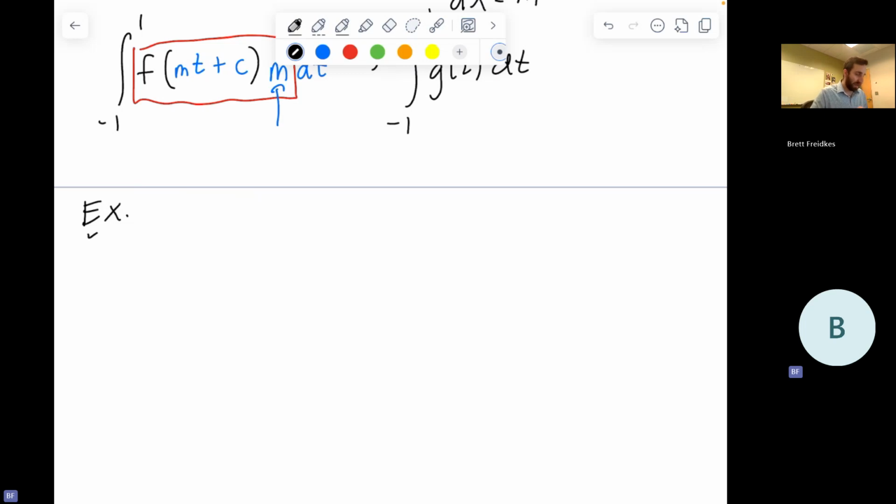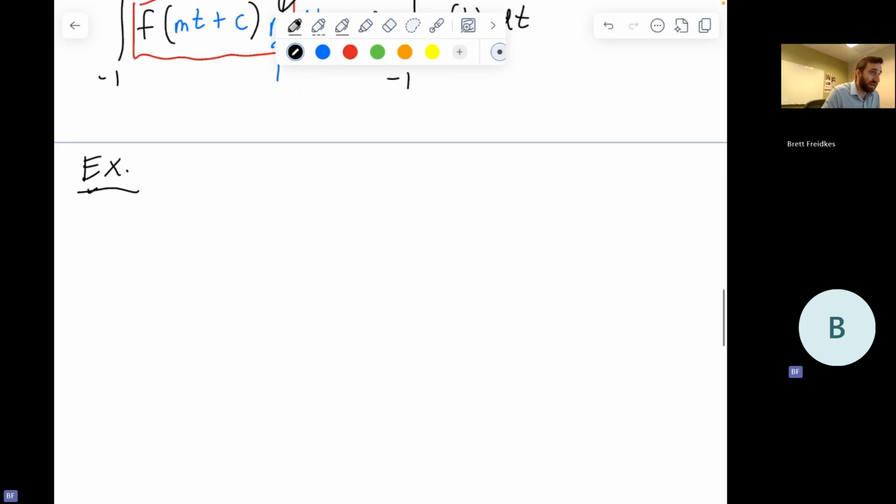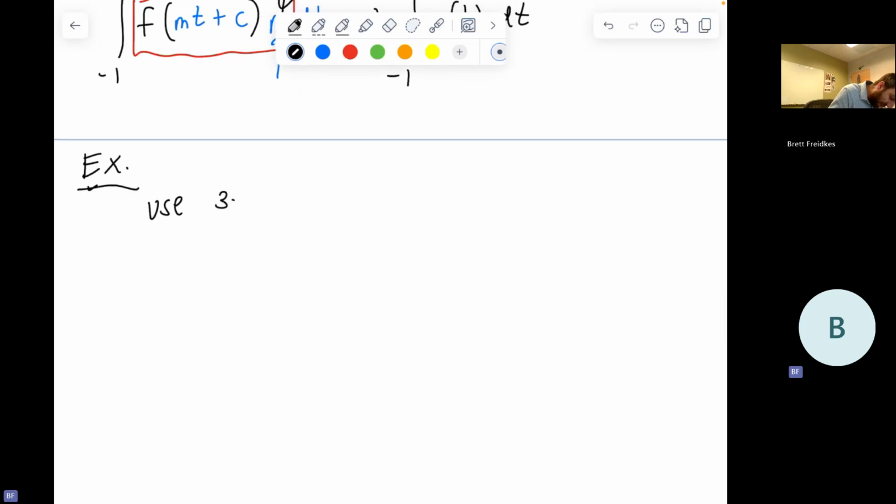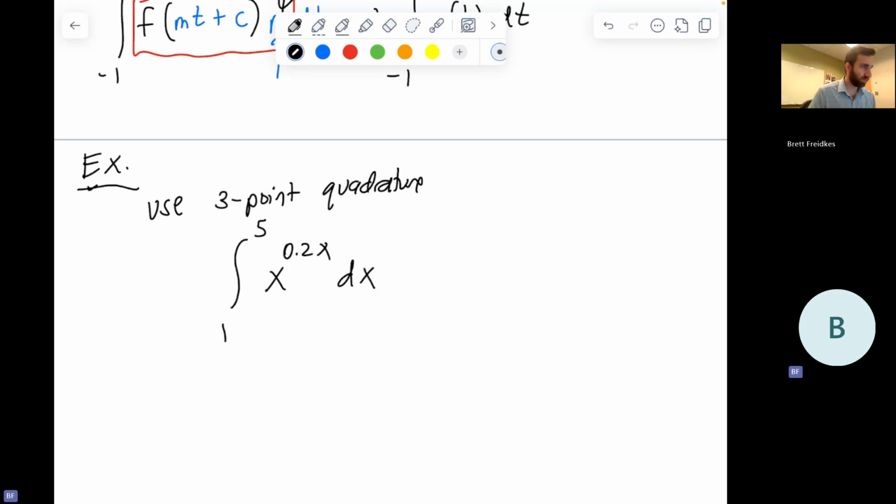So the example that I give in my notes is, let's use a 3-point quadrature. So three rectangles. And I say approximate this integral, x to the 0.2 x dx. Now, if I want to use 3 points, it would be difficult to come up with the relationships for those. What I would rather do is write this from -1 to 1 with this new function g of t dt.